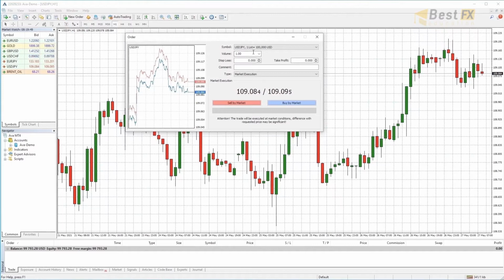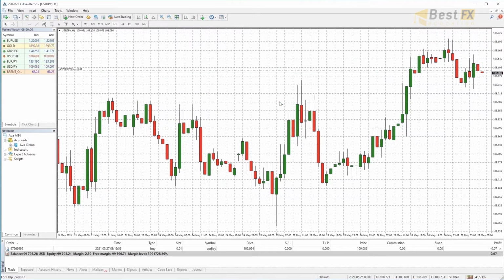To explain this, we choose the related pair. Type 0.01 lot in the lot field and open the position by clicking on buy. We can see from the terminal window that our equity falls by $2.5. We open a position of $1,000 just by using $2.5 margin. We close up the position to make a new example.